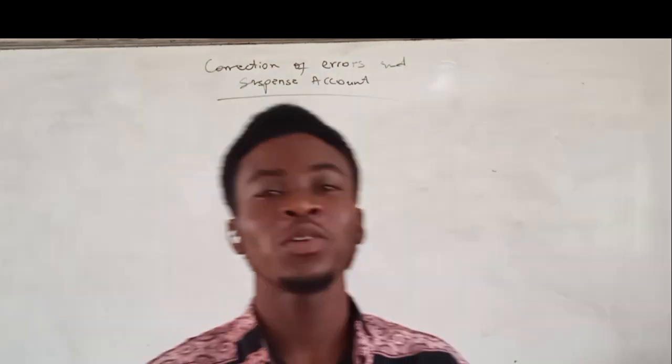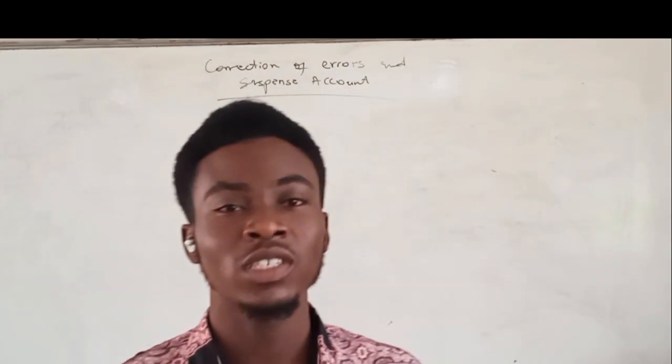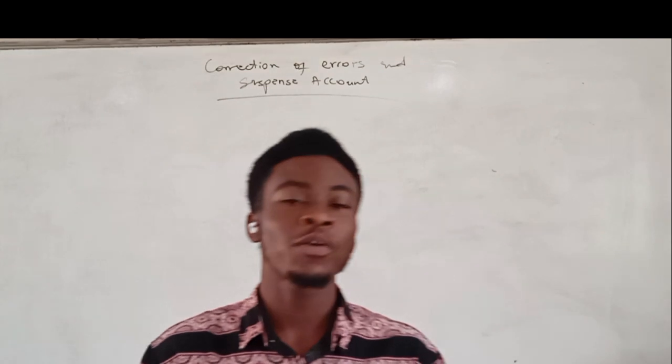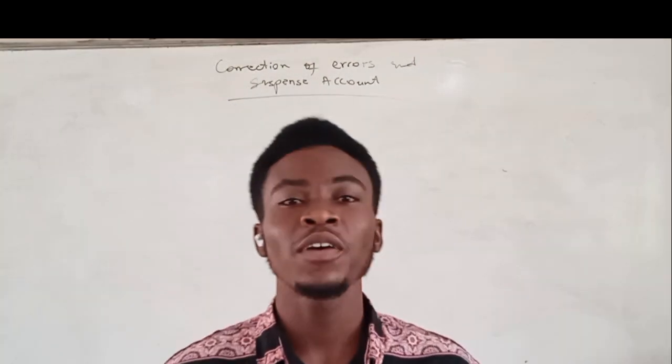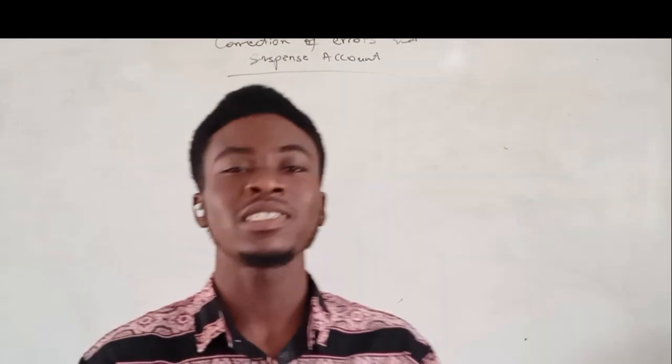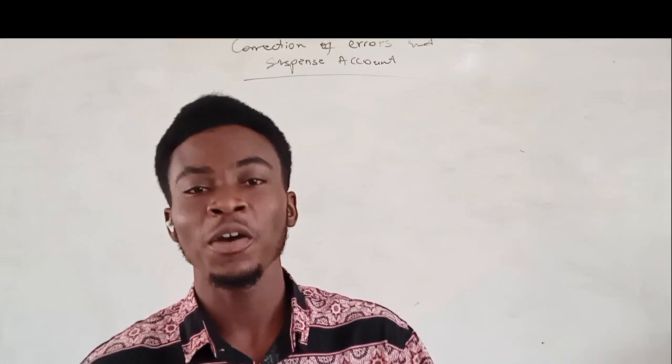We are going to continue with the correction of errors in the suspense account. Now, they can give you a question to calculate your adjusted net profit. So this is how you are going to go about it. I'm going to give you the format. After that, we take a question and we solve it together.